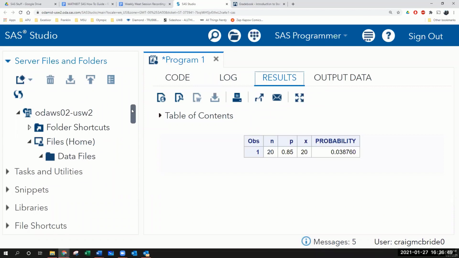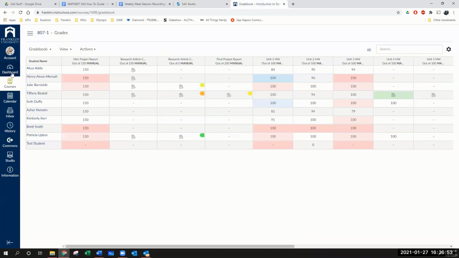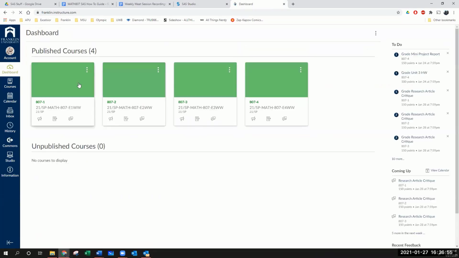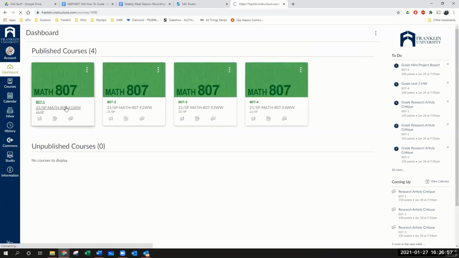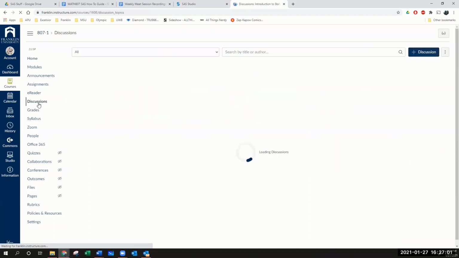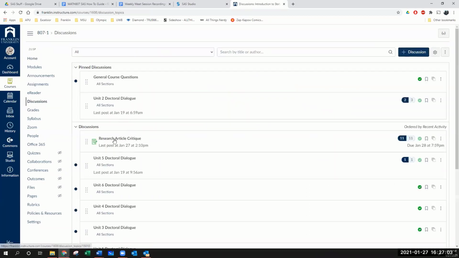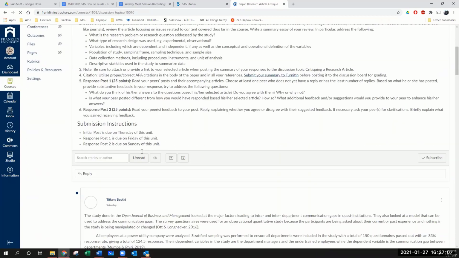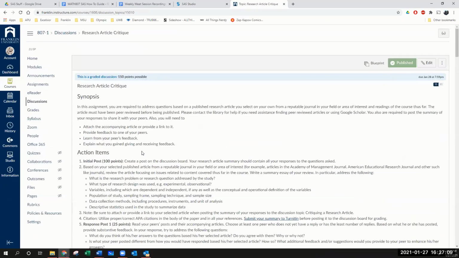I'm asking where exactly we are supposed to post the critique, because I posted mine and I don't see any other document there. It's in the discussions, and it should say research article critique. Yes, I've done that, and I see only mine, so I was a bit concerned. Could be that nobody else has gotten to it.